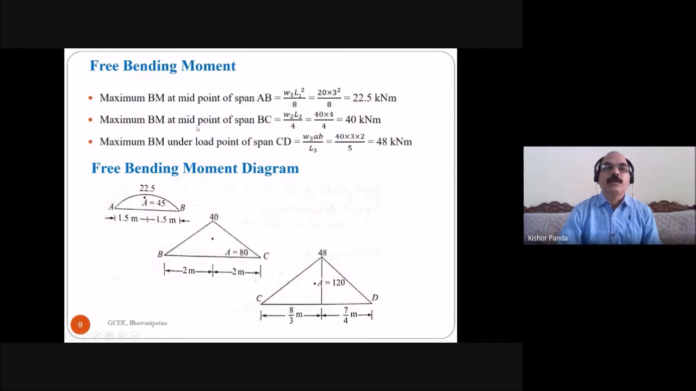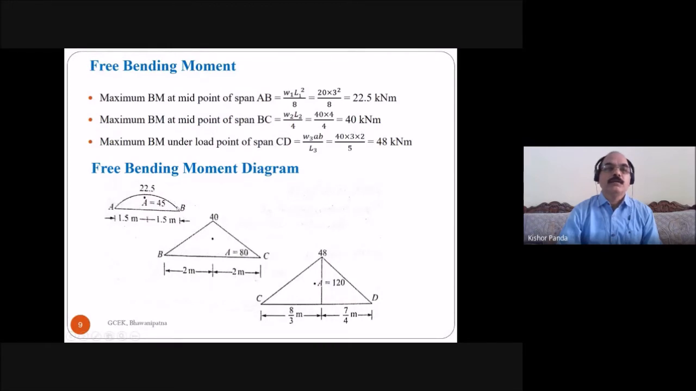Then the maximum bending moment at the midpoint of span BC is W2 L2 by 4, 40 into 4 by 4, which is 40 kilonewton meter. The maximum bending moment under the load point of span CD is W3 a b by L3, 40 into 3 into 2 by 5, which is 48 kilonewton meter. So these are the maximum positive moments.